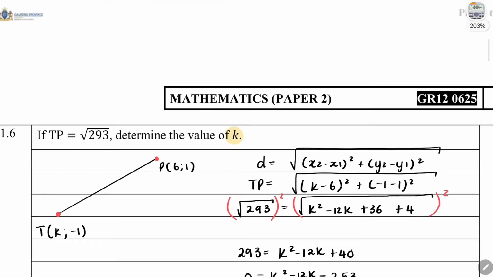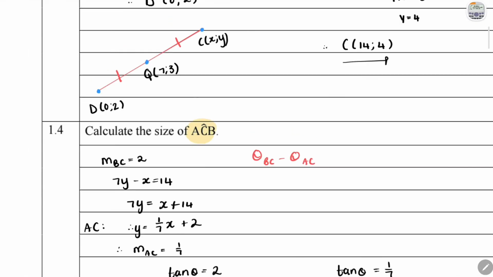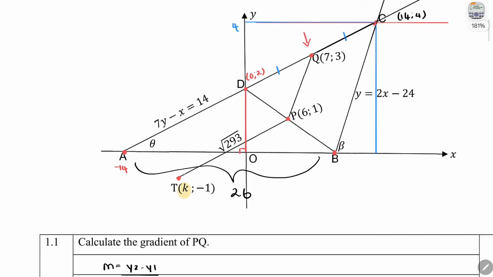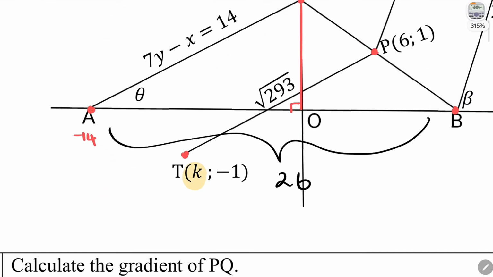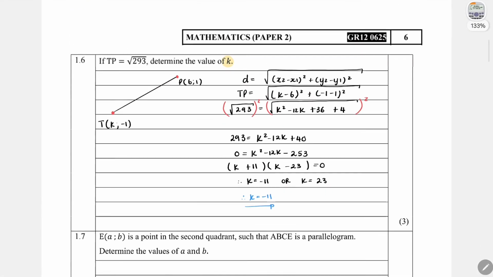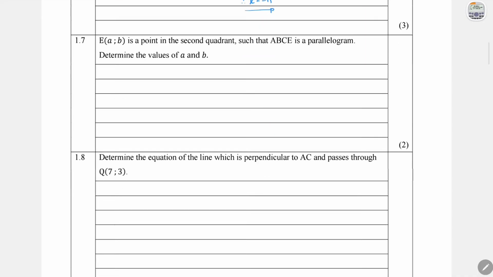And now we can decide based on where k is. You see that k is a point that is in the third quadrant. And in the third quadrant, we know that the x values are negative here. So we're going to take the negative value. We'll just say that k is actually equal to negative 11. And that is our answer. Moving on to the next question.